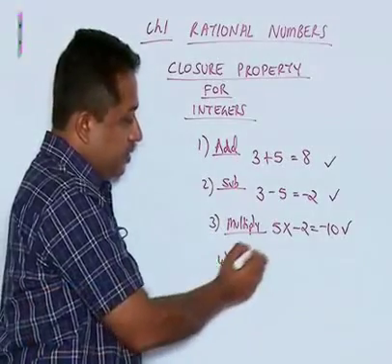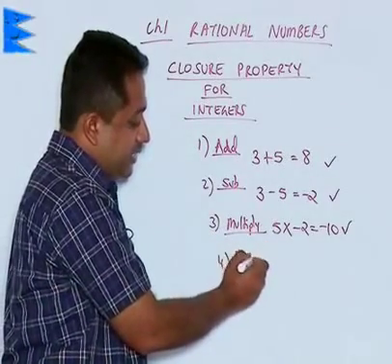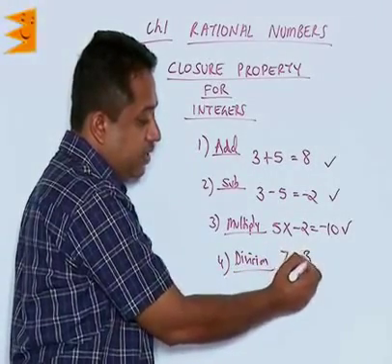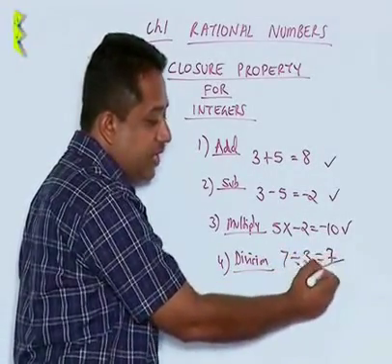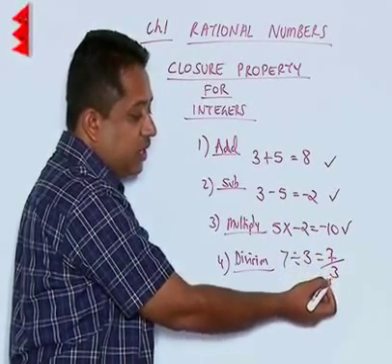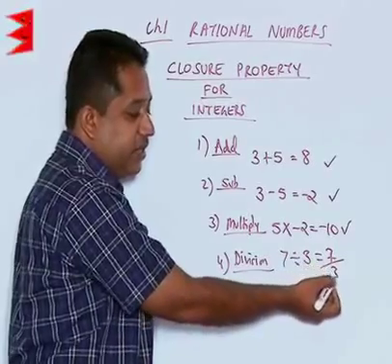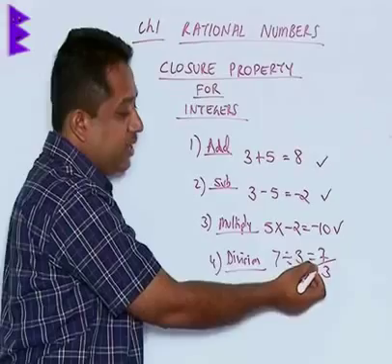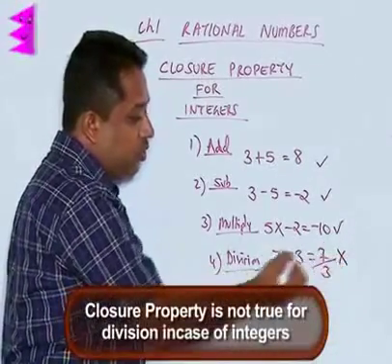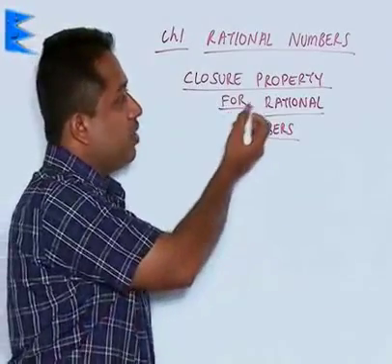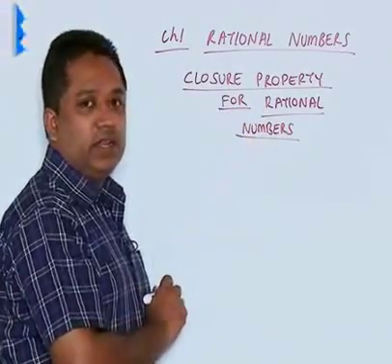What about division? We take an example here. Let's say 7 divided by 3. Now 7 divided by 3, we are going to get a fraction which is 7 upon 3, and we know that 7 upon 3 is not an integer, it is a rational number. So since it is a rational number, we can say that the closure property does not hold good in case of division. Next, we are going to understand the closure property for rational numbers.